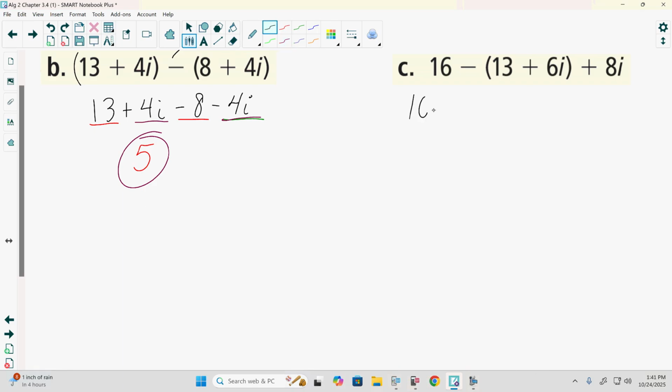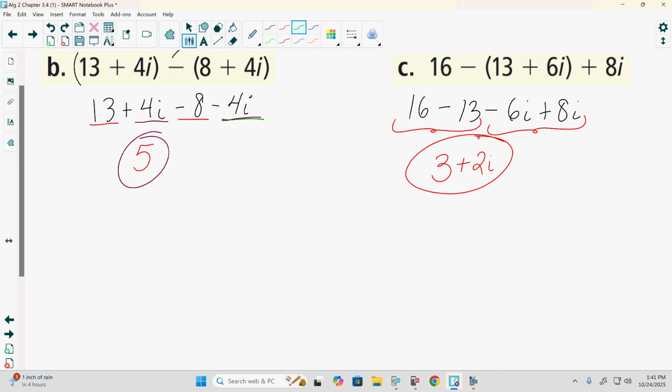If we look at the next one, the first thing we can do is distribute that negative through the parentheses, which would give us 16 minus 13 minus 6i plus 8i. Well, 16 minus 13 is 3. Negative 6i plus 8i is plus 2i. So it simplifies down to 3 plus 2i. And that's it. Questions on addition and subtraction?